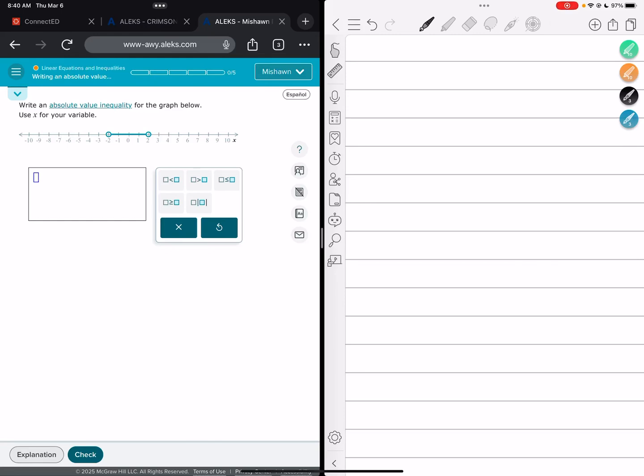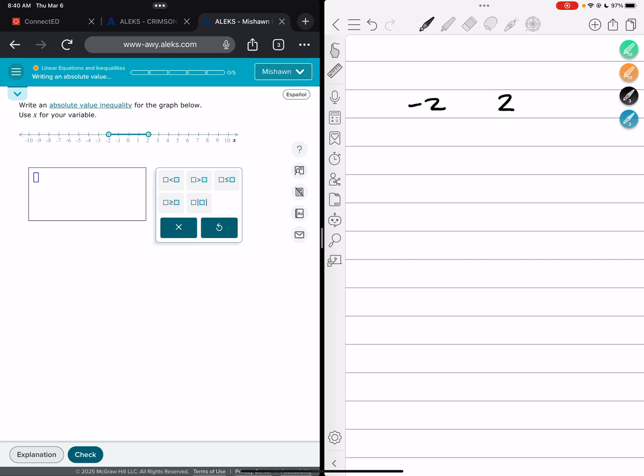Okay, so here we want to be able to solve an absolute value inequality. So when we're looking at this guy right here, I can see that both of these dots are placed at the same number. They're just opposite. So I can see that both of them are placed at 2 and -2.